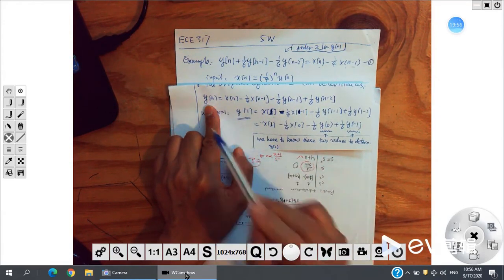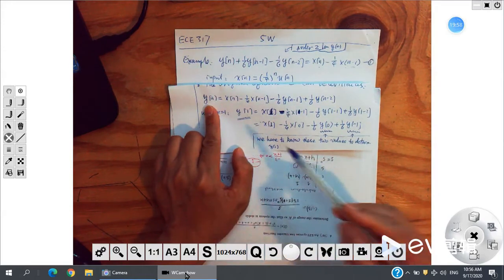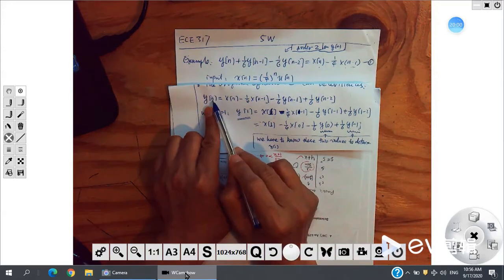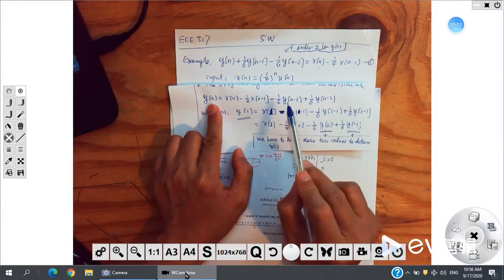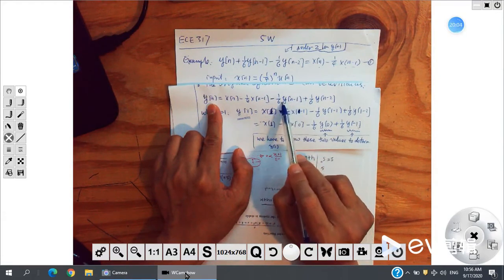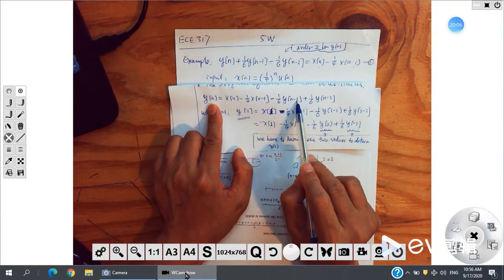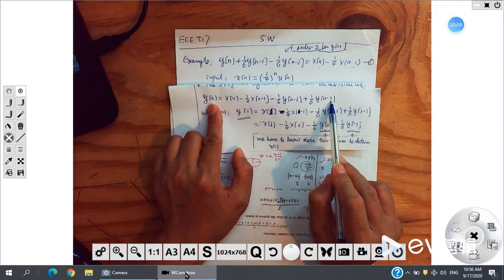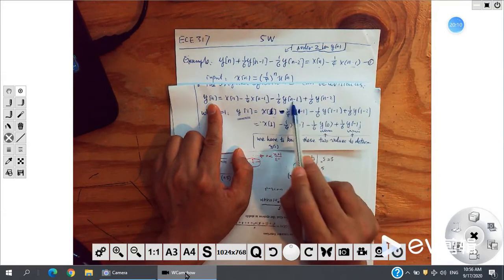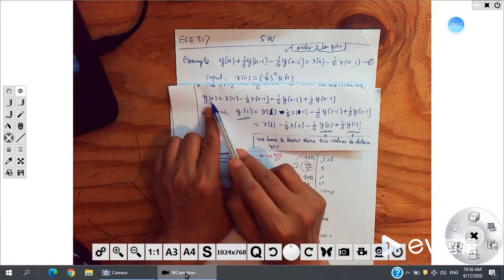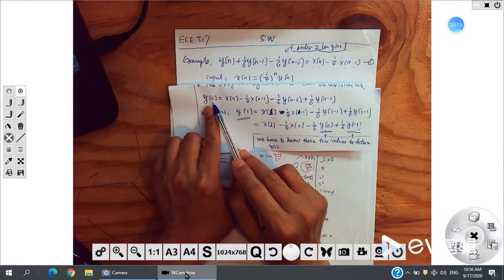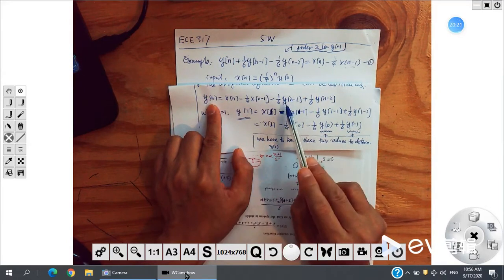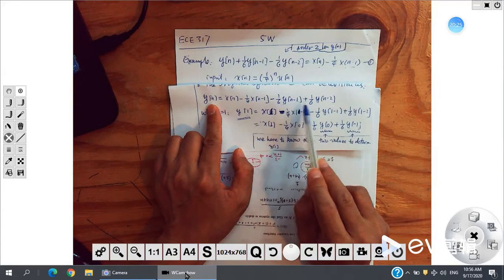And then you can repeat this process. Every time you want to find y of n, the value is coming from y of n minus 1 and y of n minus 2. So these two values are two early values. Okay, this is time n. For example, suppose now is 3 o'clock. Y of 3 depends on the value of y at y of 2 and y of 1.